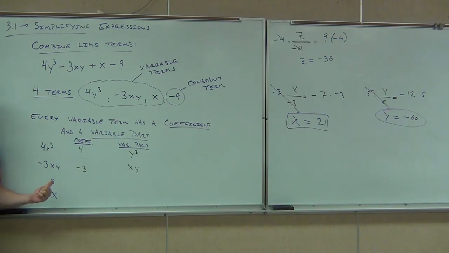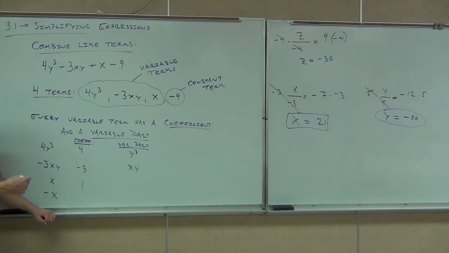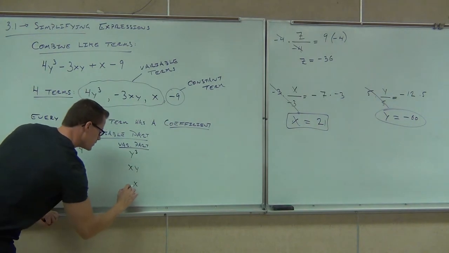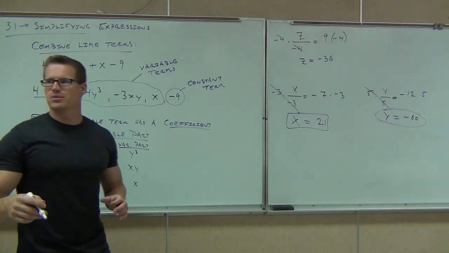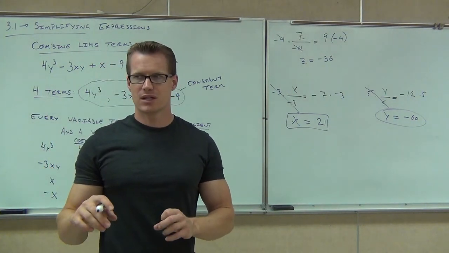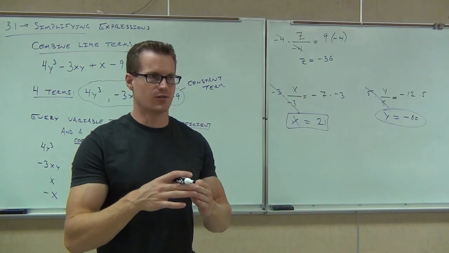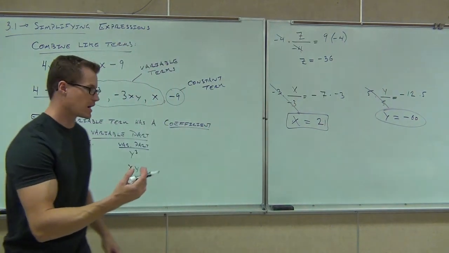How about this one? That's just an x. Does it have a coefficient? One. Yeah, it has a hidden coefficient. When you say x, you have like 1x. So the coefficient is actually 1, and the variable part is still x. Anytime you see a variable all by itself, it's implied that it has a coefficient of 1. Are you clear on that one? Okay, so that means when we combine like terms and you see an x by itself, it doesn't mean 0x, it means 1x. That actually means something. You have to add that on there or subtract.